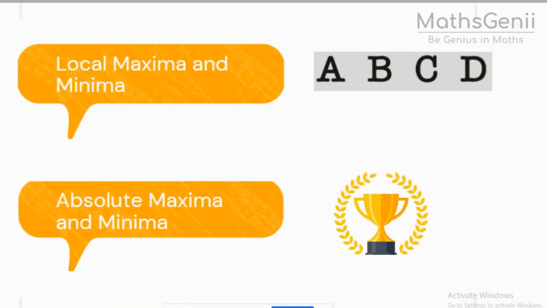There are two terms that you're going to find very confusing in the chapter: local and absolute. It's very simple. Why do I say it's very simple?